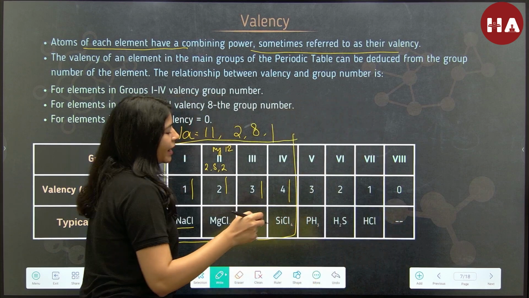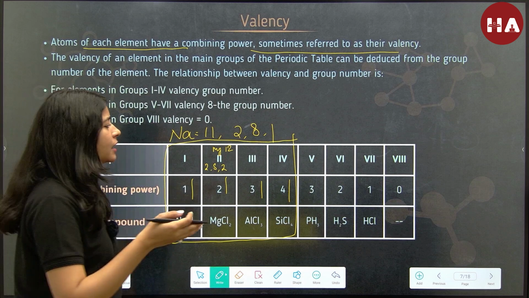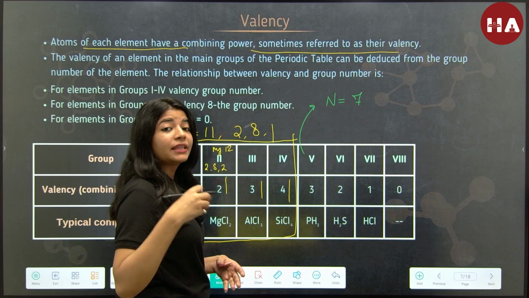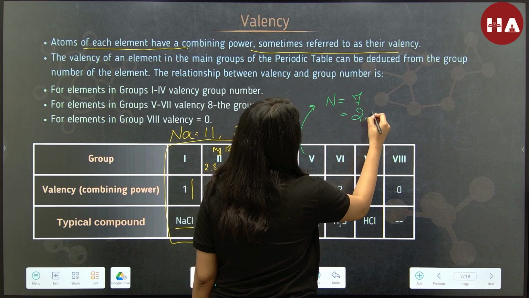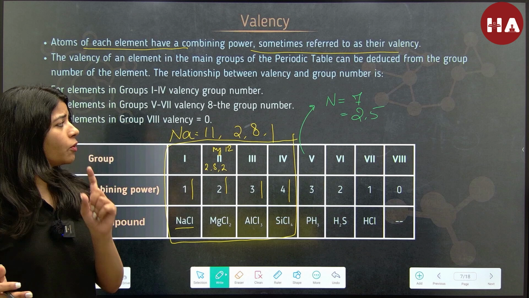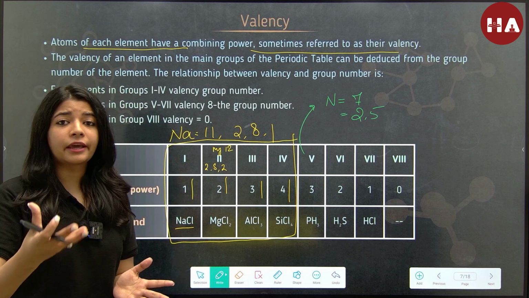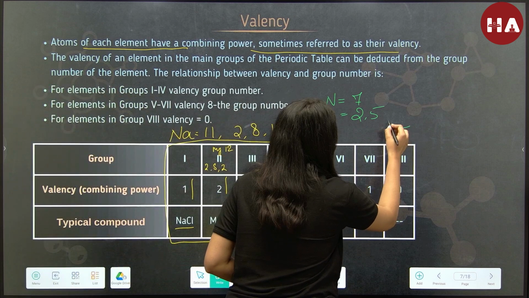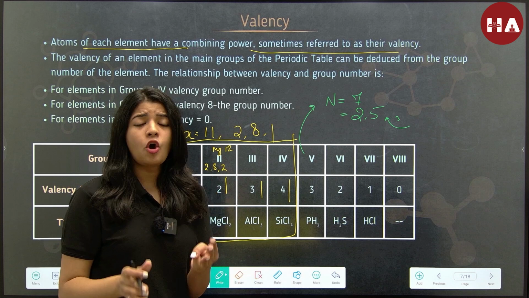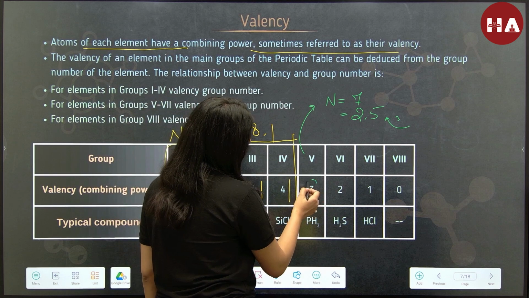For example, group 5. Group 5 is your nitrogen group, right? Let's take nitrogen only. Nitrogen atomic number is 7. If I have to write the electronic configuration of nitrogen, that will be 2, 5. So how many electrons do we see in the valence shell? There are 5 electrons. So basically it can gain 3 electrons to achieve the stable electronic configuration, right? It means that it can combine with 3 other atoms, or its combining capacity or valency will be 3. So here for the 5th group the valency will be 3.